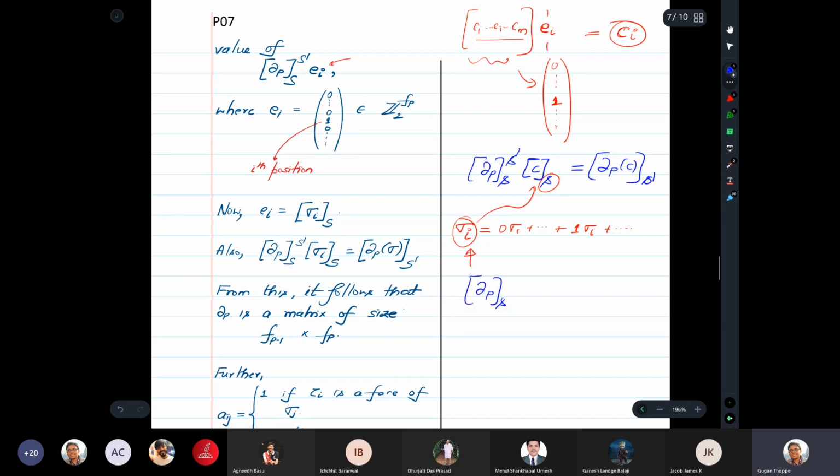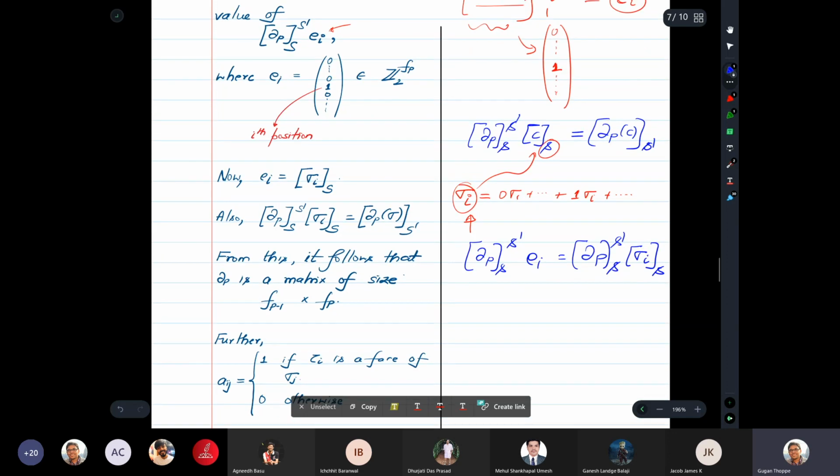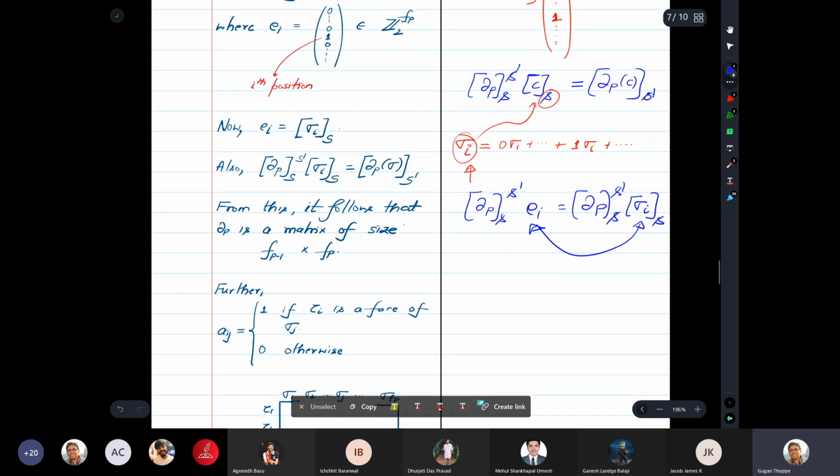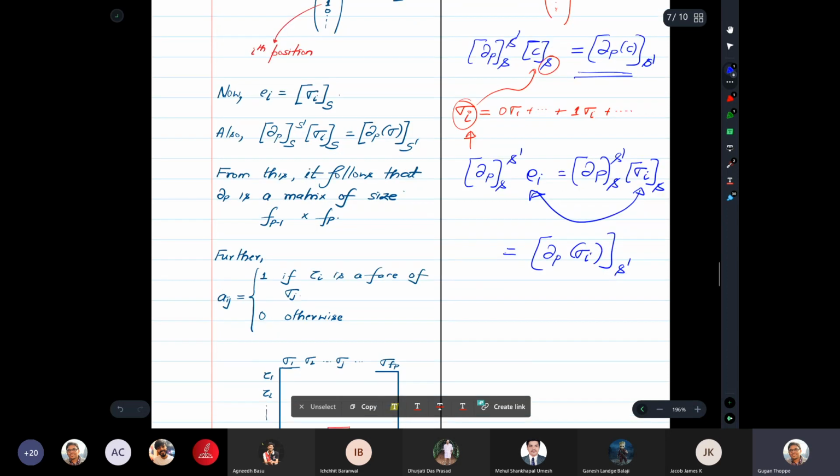So we know that the matrix of del P, S prime, S S prime, times EI, this is del P S prime, and I will write it in this fashion. I hope you agree that this equals EI, right? So this relationship I hope you can see. Now I will make use of this relationship that is there above. So this must equal del P of sigma I and its coordinates with respect to S prime, right?